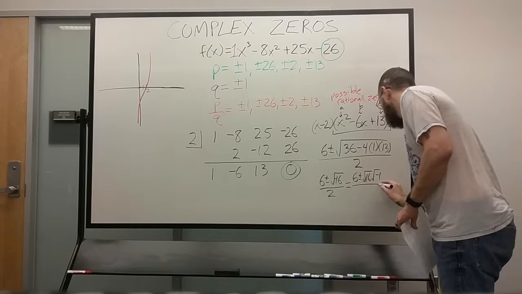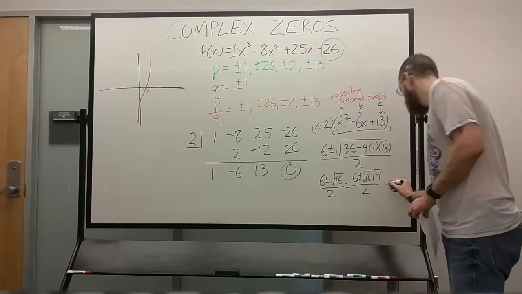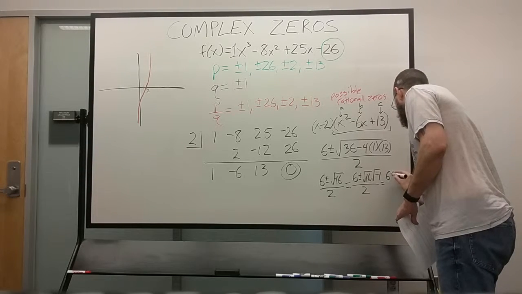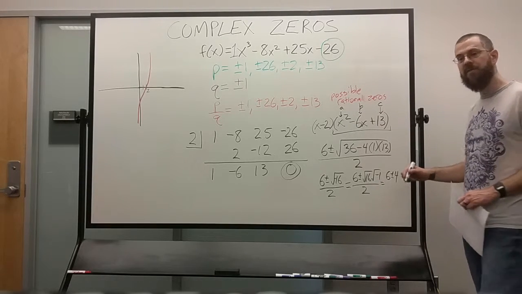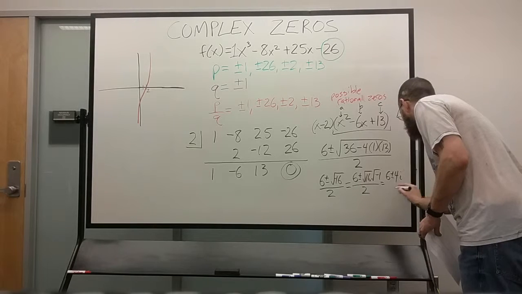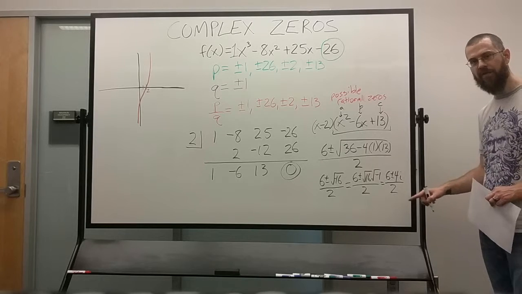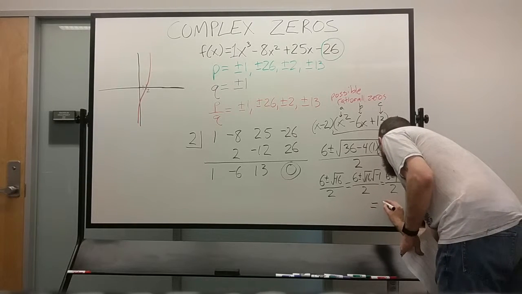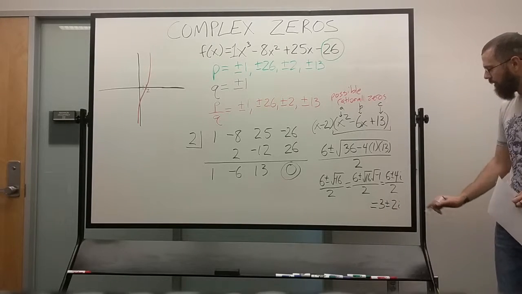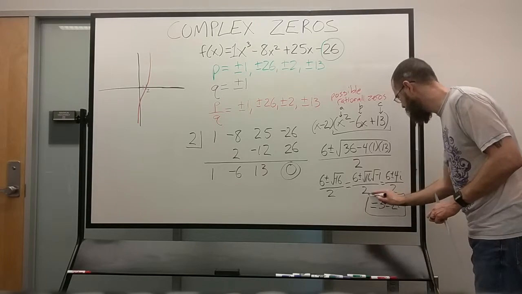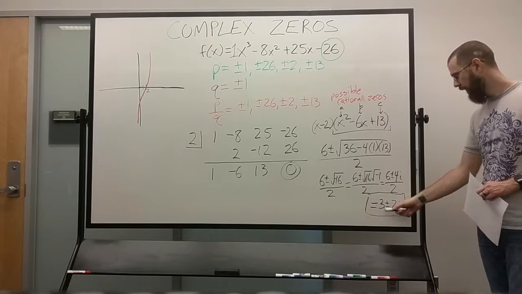I can simplify this as 6 plus or minus square root of 16 times square root of negative 1, divided by 2. The square root of 16 is 4. And for the square root of negative 1, we've defined that as i. Divided by 2. And now I can cancel a 2 out of the top and bottom. And now I've obtained two complex zeros for this polynomial: 3 plus 2i and 3 minus 2i.